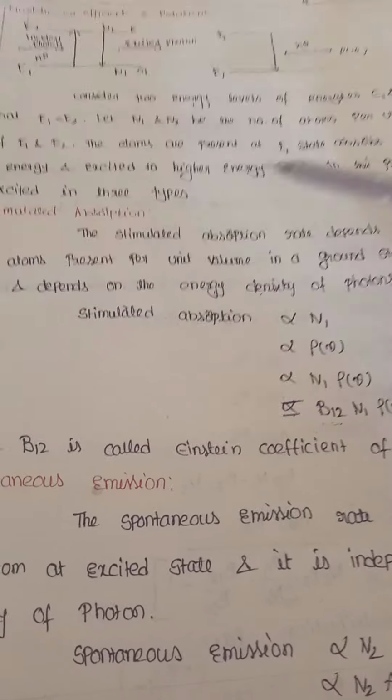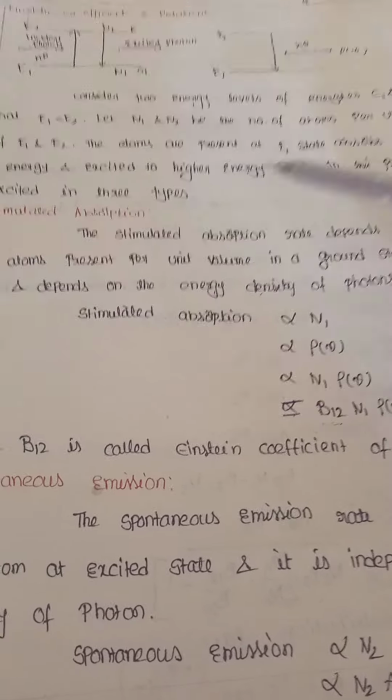So what is the equation of stimulated absorption? We know that previously, it is B12 N1 rho of nu. Spontaneous emission is A21 N2, and stimulated emission is B21 N2 rho of nu. So that is the equation. In thermal equilibrium, both transitions must be equal, that means upward transition equals downward transition. So that's why I can write this equation.